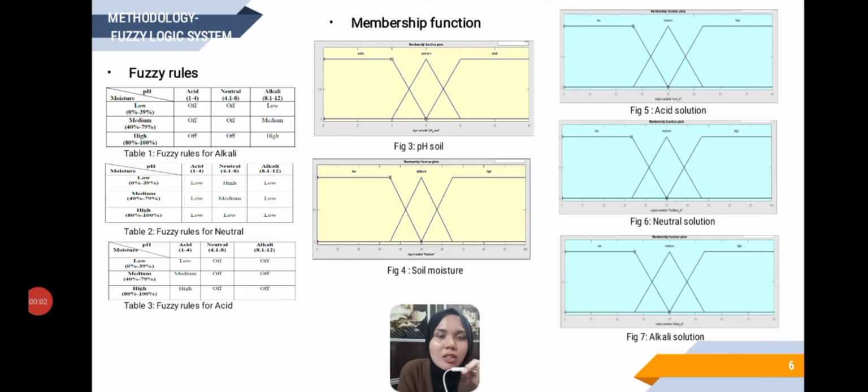Okay, next for the fuzzy logic system, it consists of fuzzy rules and membership functions. In this study, there are 3 fuzzy rule sets. Table 1 shows the fuzzy rules for alkali. Table 2 shows the fuzzy rules for neutral, and Table 3 shows the fuzzy rules for acid. For the membership function, it consists of 2 inputs and 3 outputs. Figure 3 and Figure 4 show the membership functions for soil pH and soil moisture. Figures 5, 6 and 7 show the membership functions for acid solution, neutral solution and alkali solution.